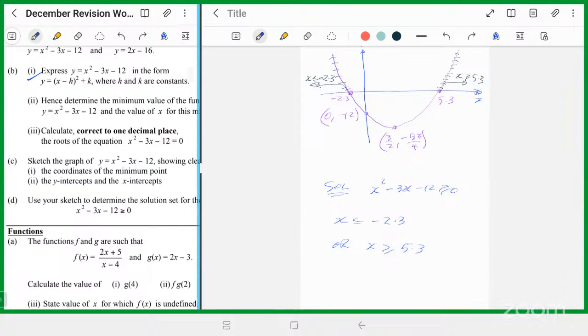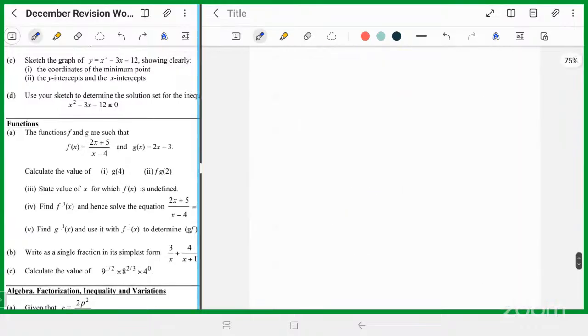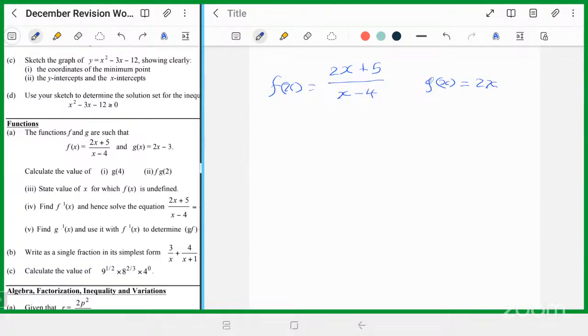Alright, next question is a functions question right here. It gives us two functions, of which one of them is rational and the other is linear. Let's see what it says. We must find g of 4 first. So let me write them out. The f of x is a rational function, 2x plus 5 divided by x minus 4, and g of x is 2x minus 3.